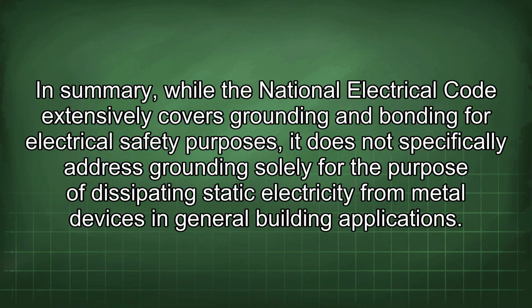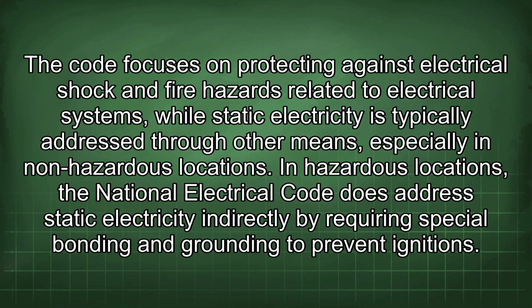In summary, while the National Electrical Code extensively covers grounding and bonding for electrical safety purposes, it does not specifically address grounding solely for the purpose of dissipating static electricity from metal devices in general building applications. The code focuses on protecting against electrical shock and fire hazards related to electrical systems, while static electricity is typically addressed through other means, especially in non-hazardous locations.